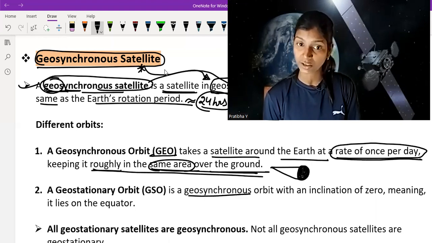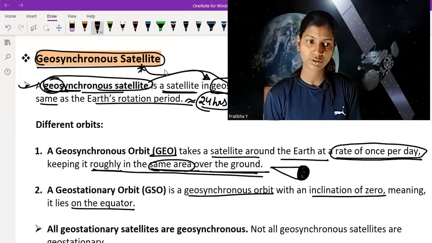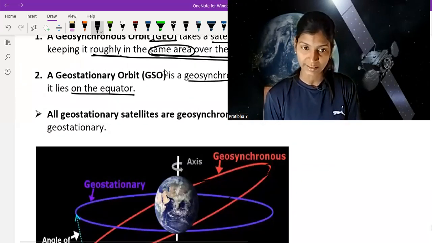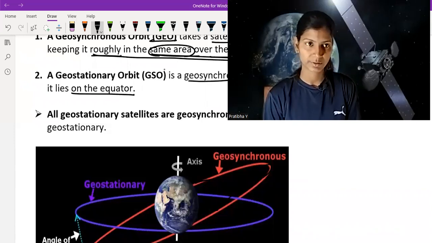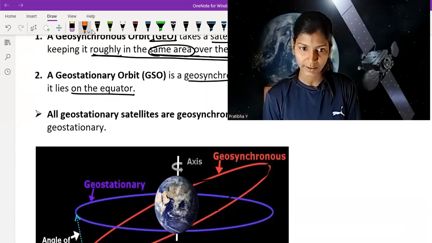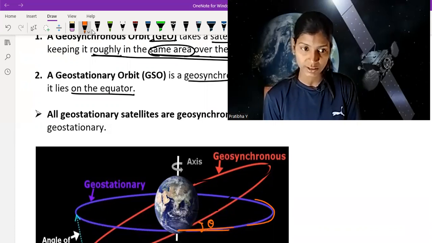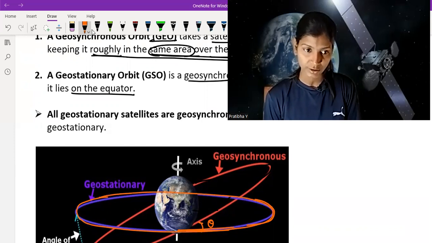Geostationary orbit is a geosynchronous orbit with an inclination of 0, meaning it lies over the equator. In this picture you can clearly see the red one is a geosynchronous orbit, and it has some angle with the equator. But geostationary orbit has a 0 angle with respect to the equator. So geostationary orbit rotates above the equator, and geosynchronous orbit has some angle with the equator. So there is a difference.